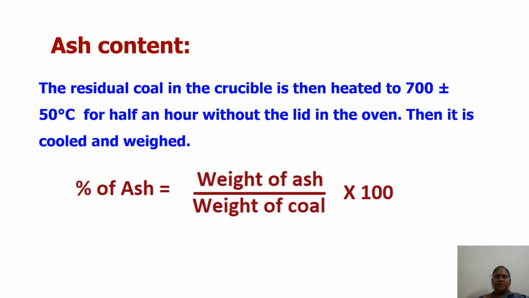The ash content present in the coal. The residual coal in the crucible is then heated to 700 plus or minus 50 degrees Celsius for half an hour without the lid in the oven. Then it is taken out, cooled and weighed. The weight of ash is noted and the percentage of ash content is given as weight of ash divided by weight of coal into 100.